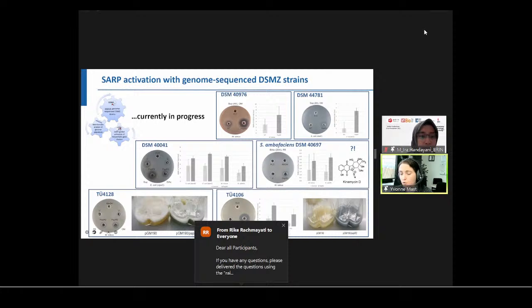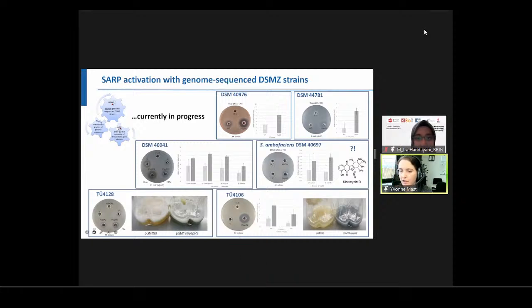For several strains, you can already see by the eye that something is going on, that when you clone in the PAPA2 construct, there's production of a pigment in comparison to the wild type strain. And we are currently isolating these substances and trying to find out if there's a novel antibiotic that is produced by those strains. And with this, I'm at the end.